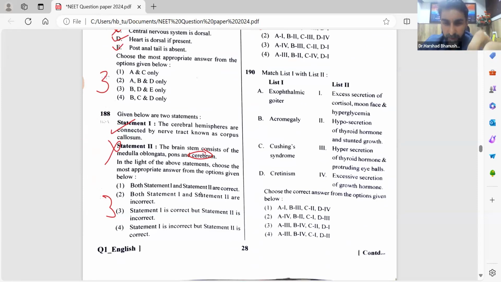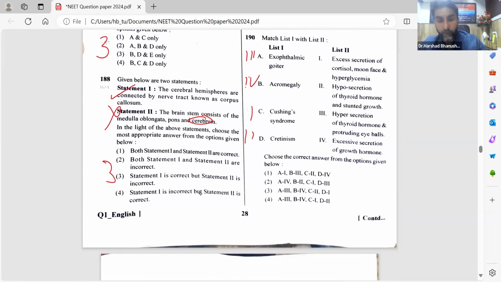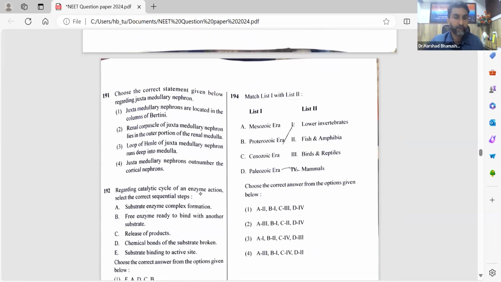Exophthalmic goiter is hypersecretion, so A would be 3. Acromegaly is growth hormone, so B would be 4. Cushing is cortisol, and cretinism is hyposecretion of thyroid. So it's 3, 4, 1, 2. 3, 4, 1, 2 is option number 4. We go to the next question.